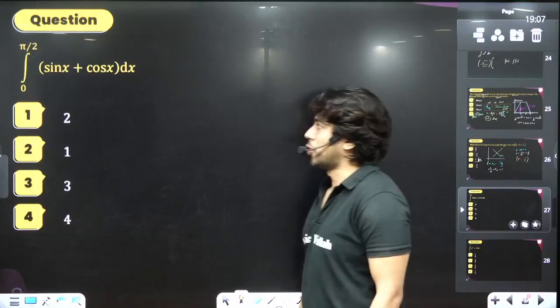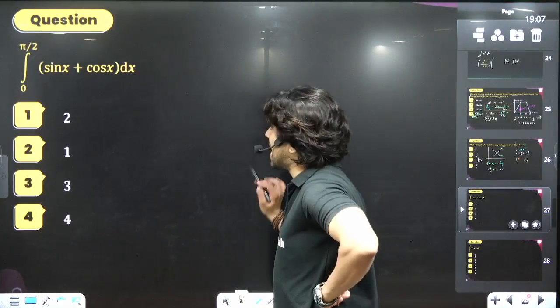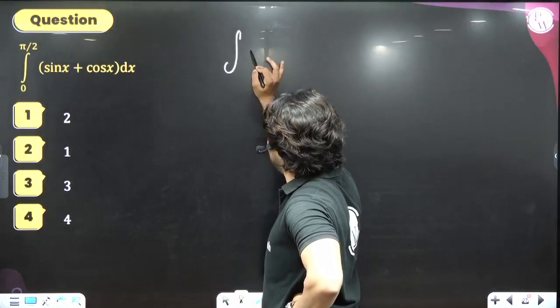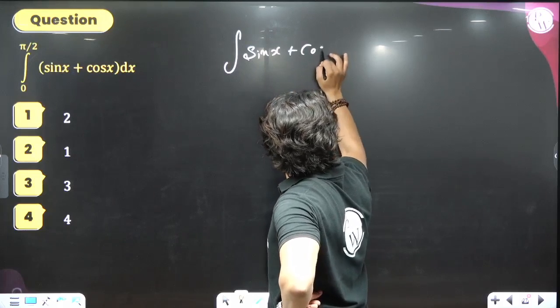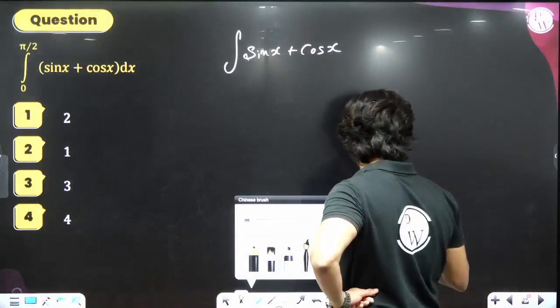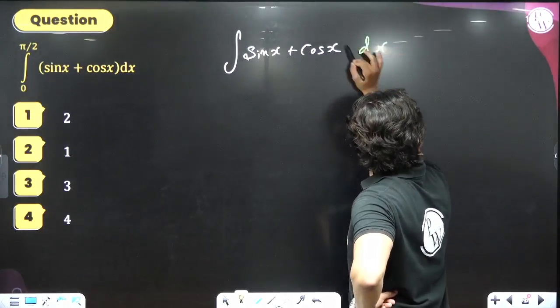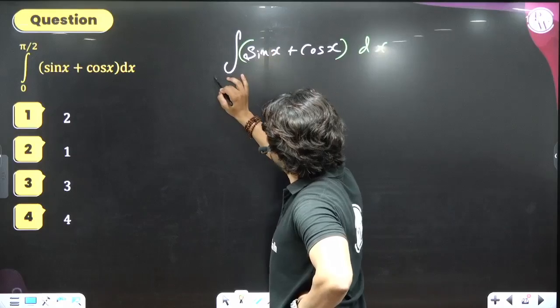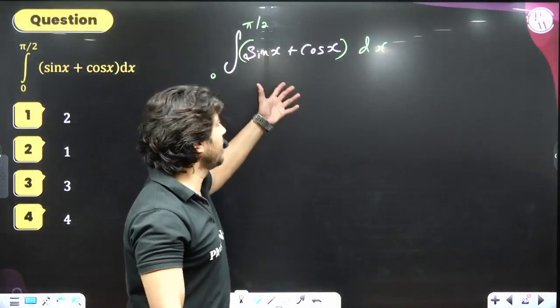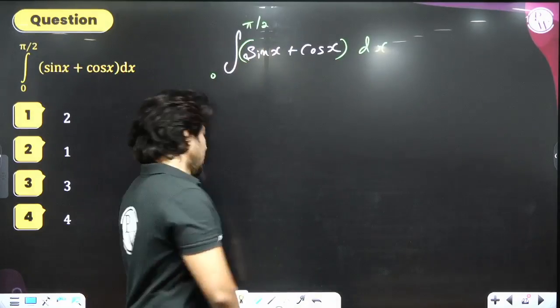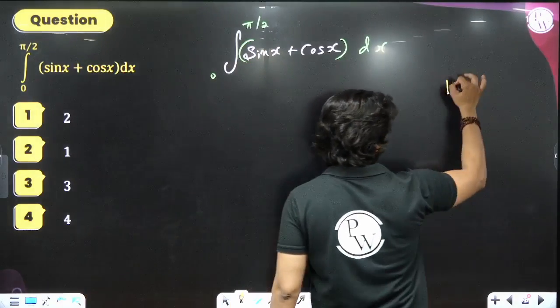Another question in front of you. Integral of sin x plus cos x dx, from 0 to pi by 2. First method, directly we would solve. Second method, KKT. What is KKT?